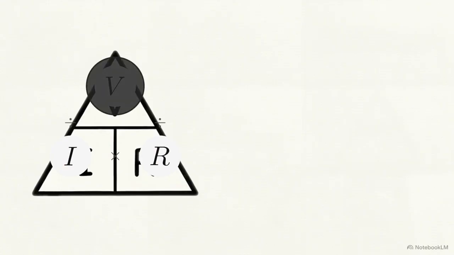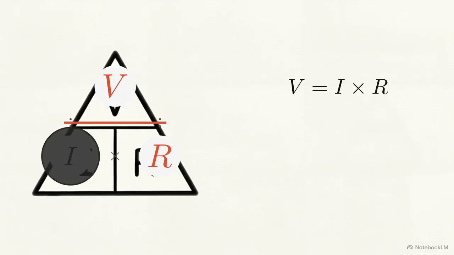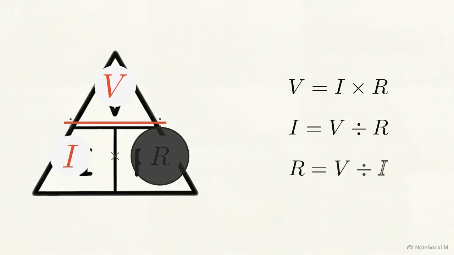Place V at the top, I and R at the bottom. To find voltage, cover V, leaving I times R. To find current, cover I, leaving V divided by R.